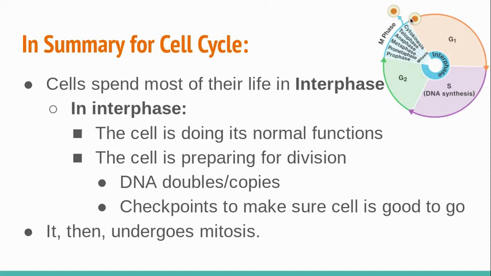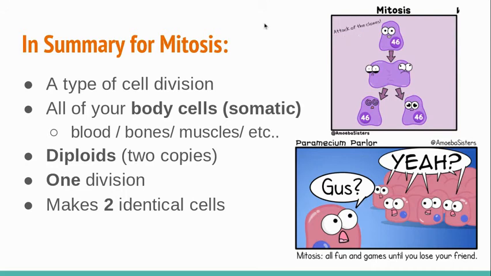So here's the whole cell cycle. You can tell that about 90% is interphase. The rest is this M phase, which we know as mitosis. So after interphase, it then goes through mitosis where it divides. Mitosis is one of the two types of cell division processes that we talk about. This one specifically happens in all of your body cells. We also call them somatic cells. And these are literally all your body cells, your blood cells, bone cells, muscle cells, skin cells, everything except for the sperm and egg.